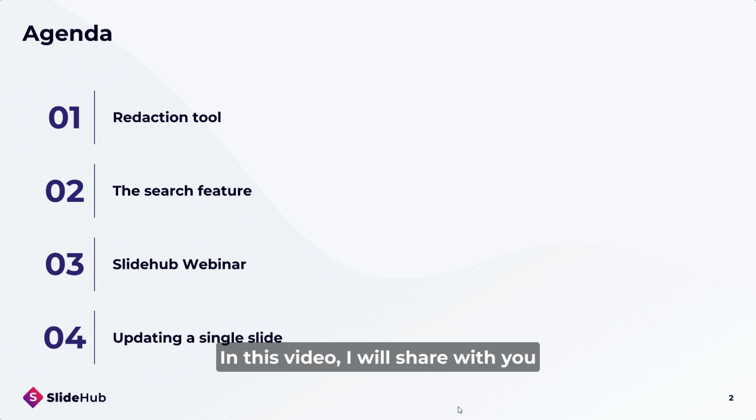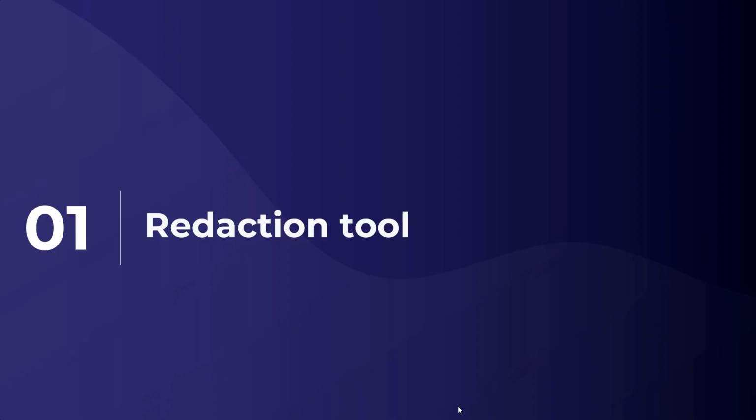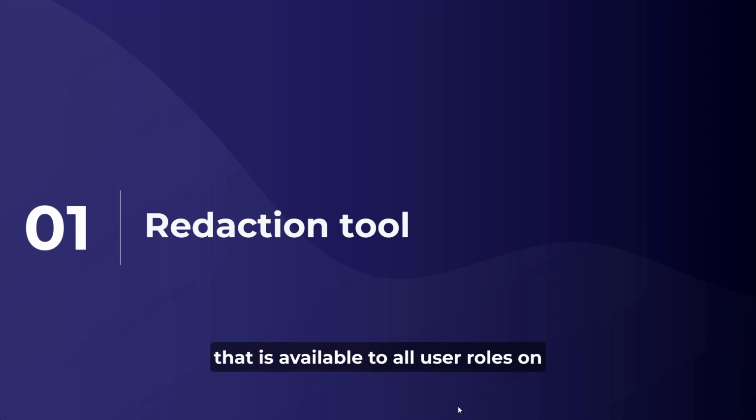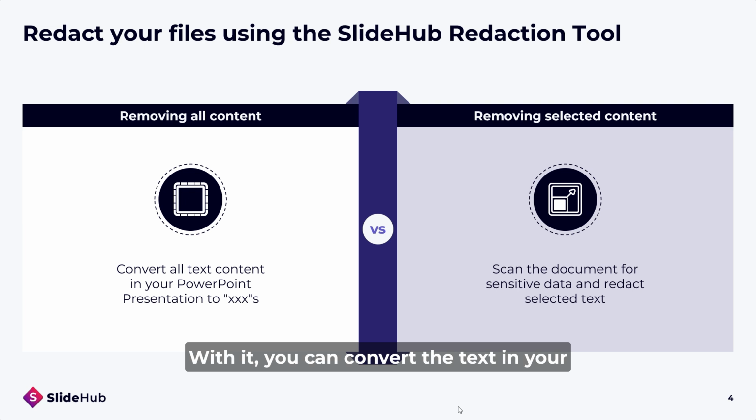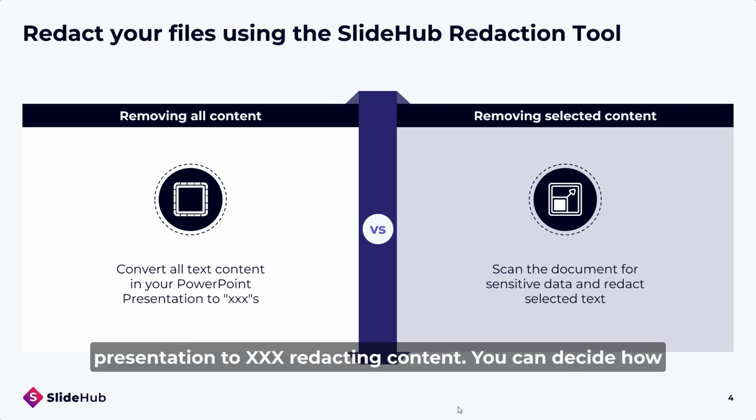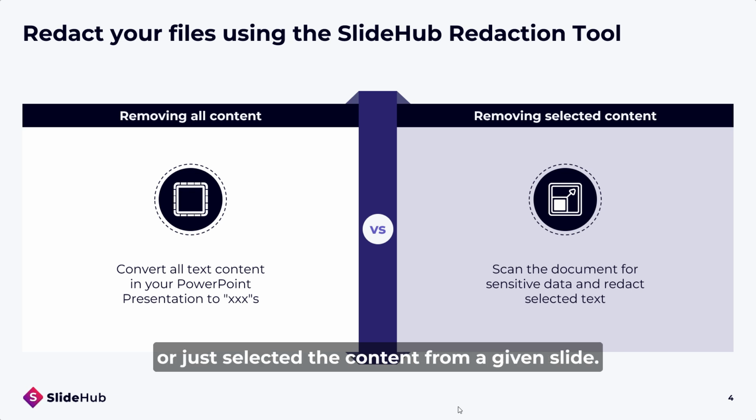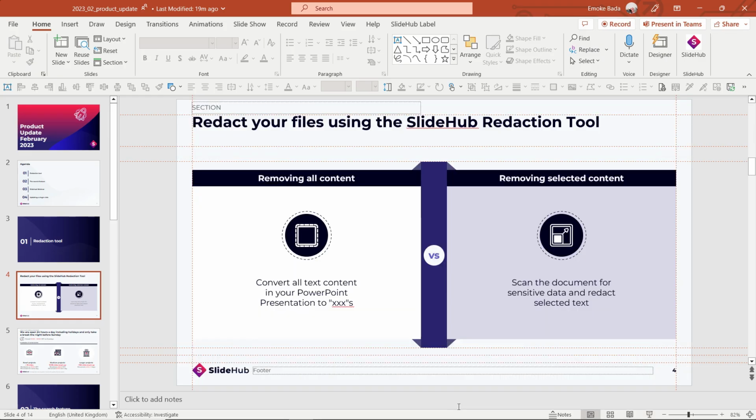In this video, I will share with you 3 product features and I invite you to join our upcoming quarterly product webinar. The first feature is a brand new tool that is available to all user roles on Slidehub platform, the Redaction tool. With it, you can convert the text in your presentation to XXX, redacting content. You can decide how much text you want to convert, the whole presentation, or just selected content from a given slide.